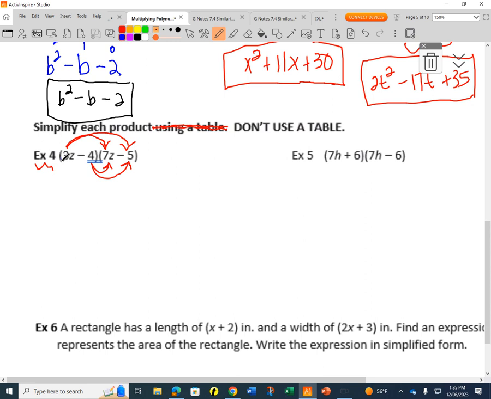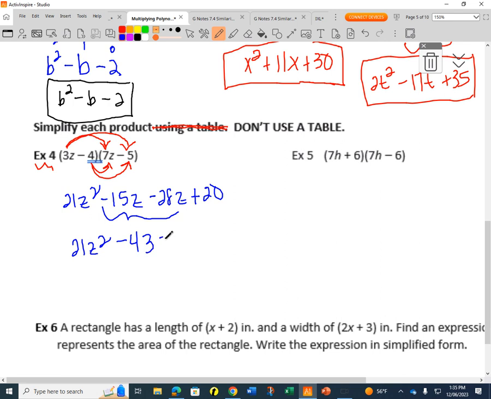What is 3z times 7z? 21z squared. Good. And 3z times negative 5? Negative 15z. Perfect. Negative 4 times 7z? Negative 28z. Good. And negative 4 times negative 5? Negative 20. Plus positive 20. Yep. So now you'll see these are the only like terms. We're going to combine those again. Negative 15 minus 28, that's minus 43z plus 20. And that's our final answer.